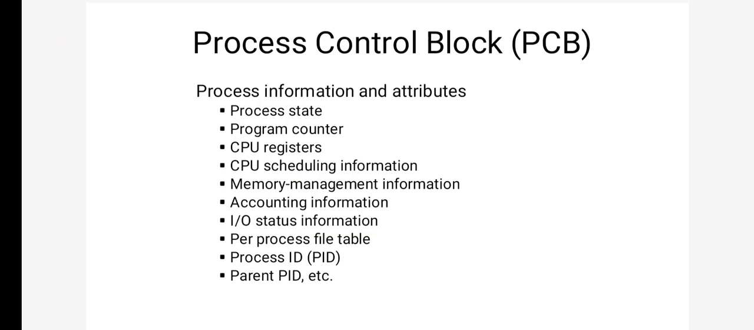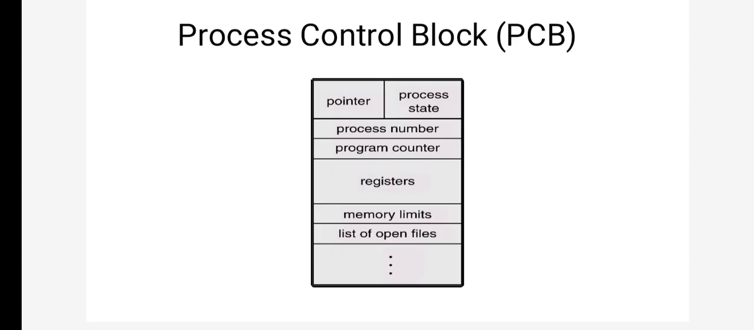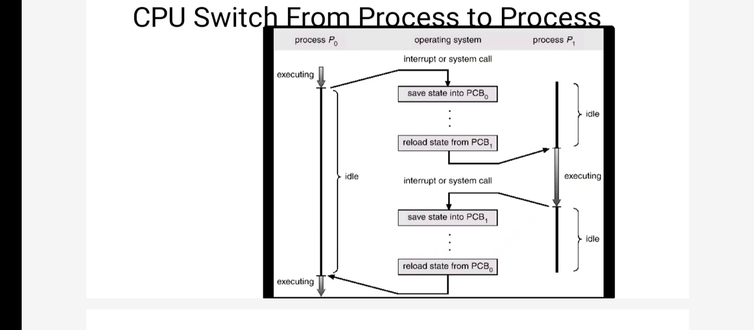In the process control block, there is process information and attributes: process state, program counter, CPU registers, CPU scheduling information, memory management information, accounting information, and IO status information. The process control block has two parts, pointer and process state, along with the process number, program counter, registers, memory limits, and list of open files. Now here is the flow chart. You can see the CPU switches from process to process.